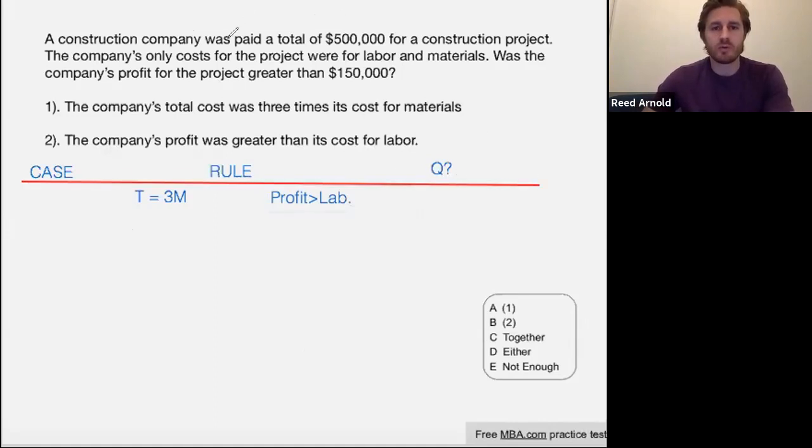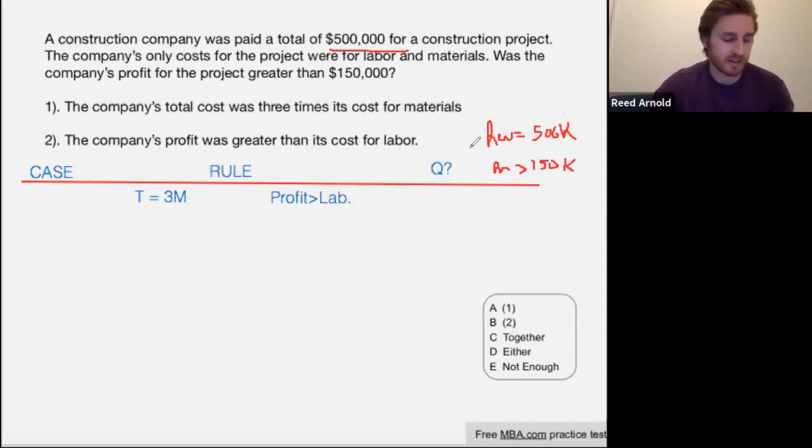So we know the revenue that they were paid was $500,000. That's always the case. I would like to know if profit was greater than 150,000, which, rephrasing is not a skill we're talking about today, but it's one of the major skills in data efficiency. If the profit was more than 150,000, what I'm also asking is, was the cost less than 350,000? As long as the costs are less than that, my answer to the question is yes. Once the costs are more than 350,000, the answer to my question is no.